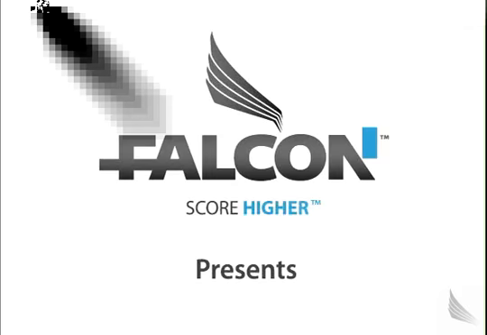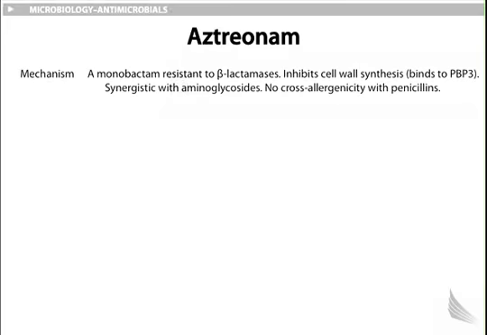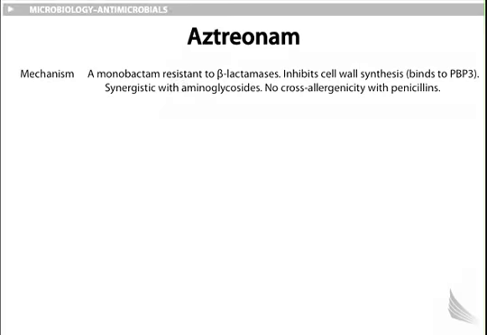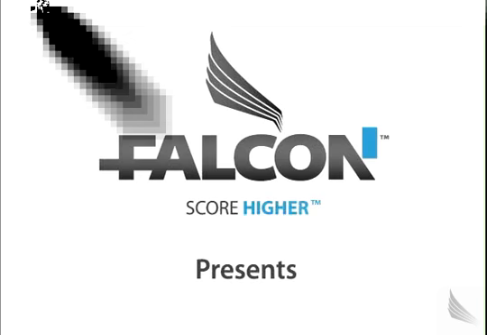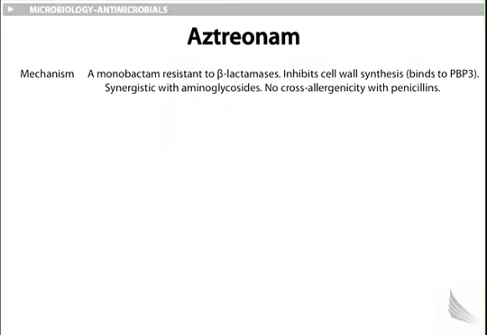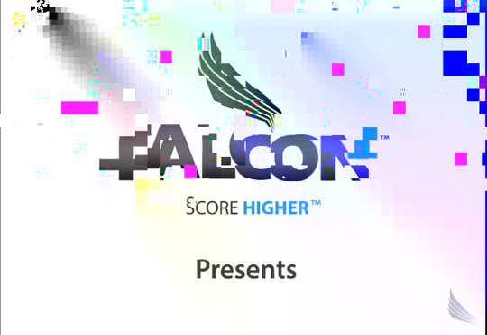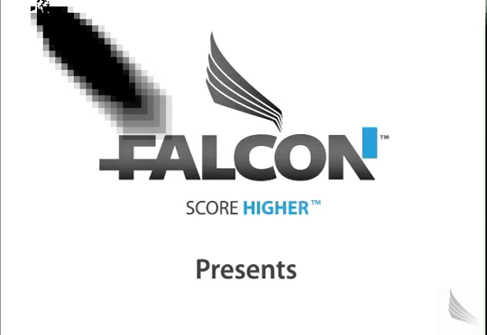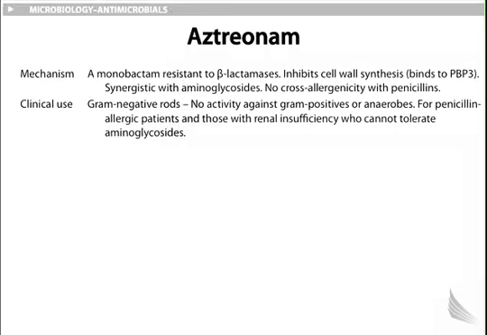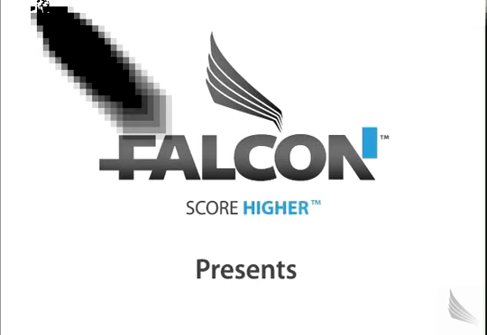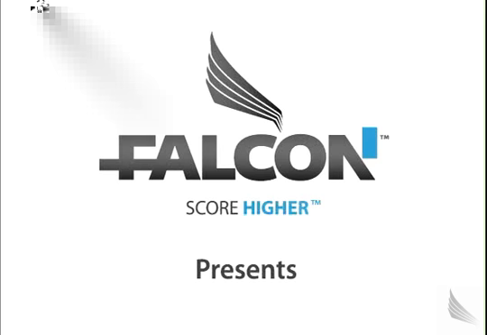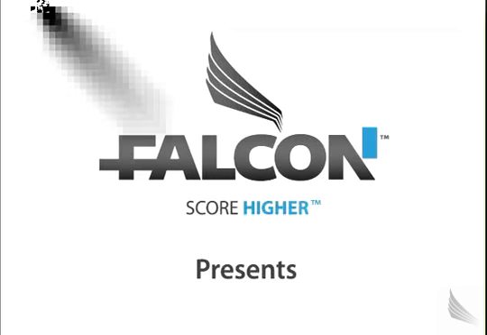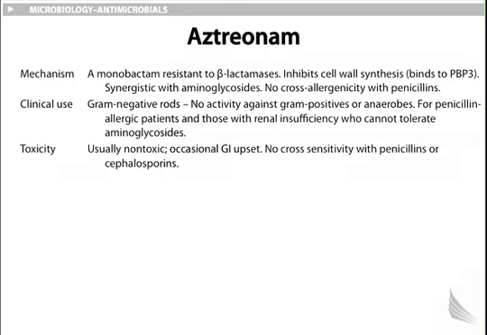Aztreonam is another beta-lactam. It's a monobactam resistant to beta-lactamases. It inhibits cell wall synthesis by binding to PBP3. It's synergistic with aminoglycosides, and there's no cross-allergenicity with penicillins. It's effective against gram-negative rods like Klebsiella, Pseudomonas, and Serratia. There's no activity against gram-positives or anaerobes. For penicillin-allergic patients and those with renal insufficiency who cannot tolerate aminoglycosides, aztreonam is a good choice. It's usually non-toxic. There's occasional GI upset with use. There's, again, no cross-sensitivity with penicillins or cephalosporins.